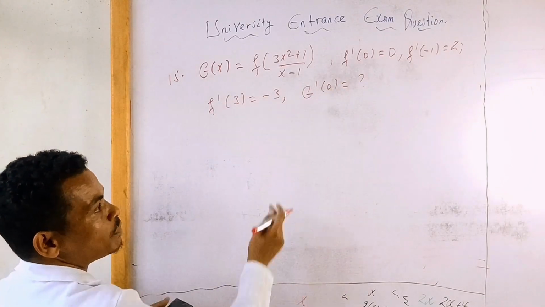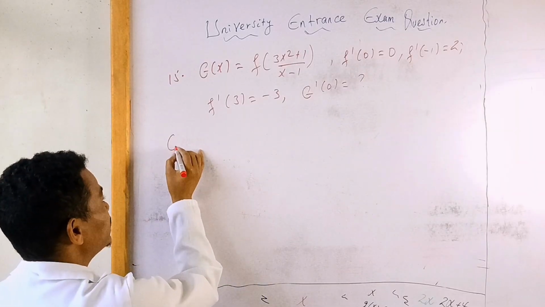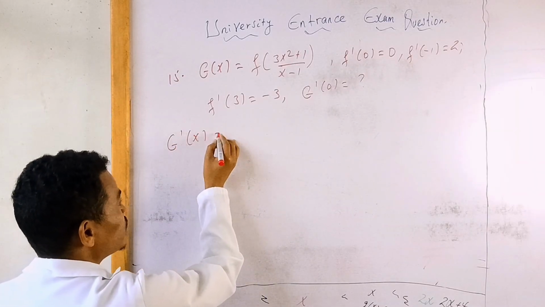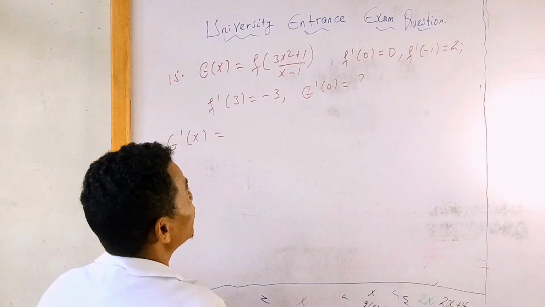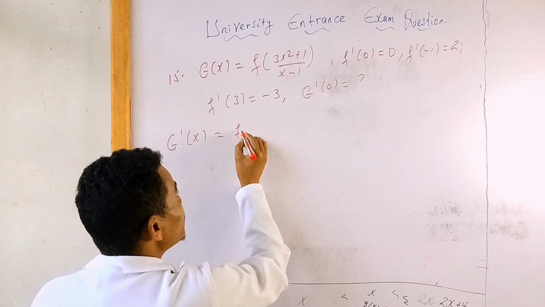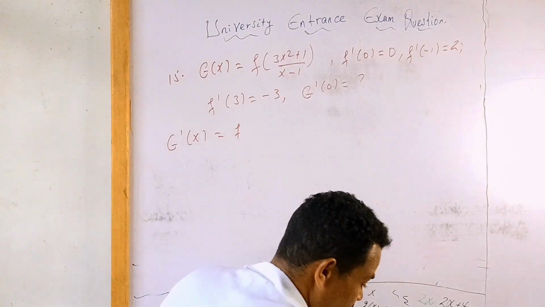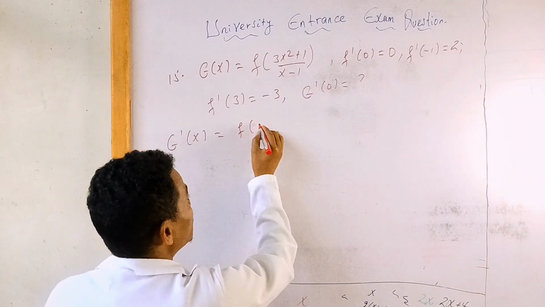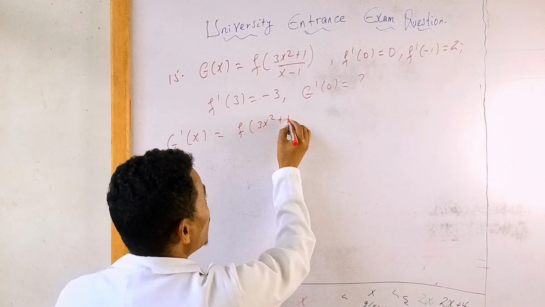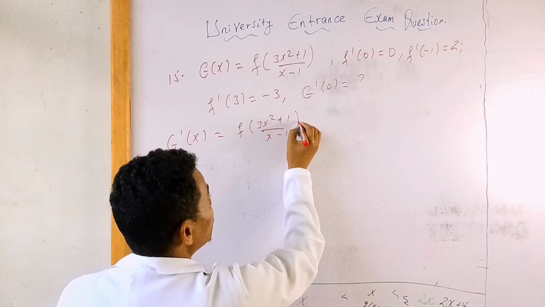We just apply the g derivative at x. We will apply the chain rule and the quotient rule. That is, g derivative at x is the same as the derivative of f of 3x square plus 1 over x minus 1.